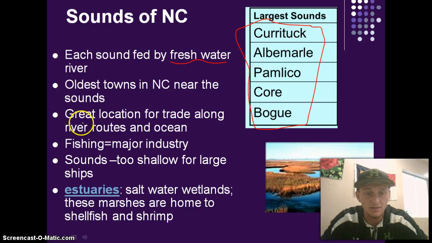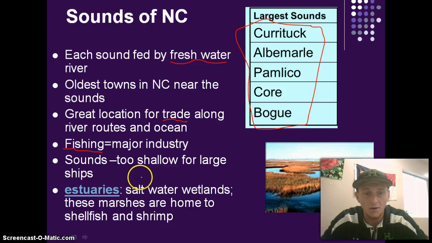Also, it was a great location for trade along the rivers. Make sure you know your major industry is fishing. Fishing is going to be your major industry. Second, I would say would be trade along this region. But the sounds' problem is they're too shallow for large ships to come up. That's where the oldest towns would settle in the sound. Another word to know, estuary.